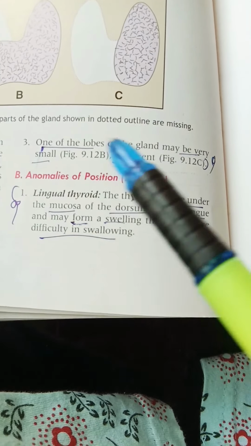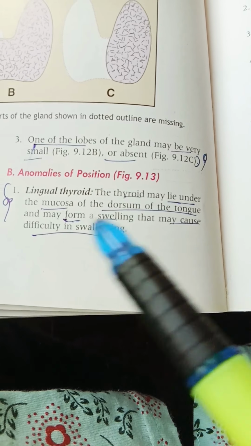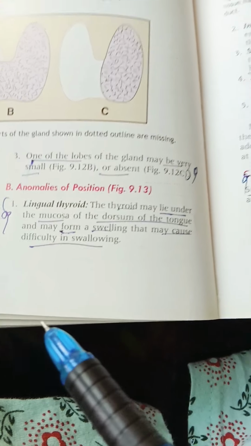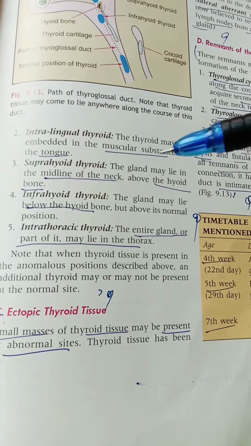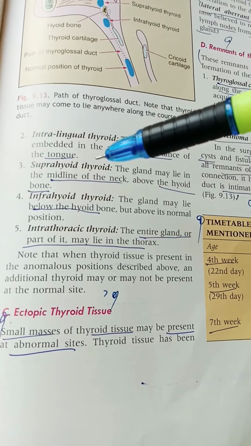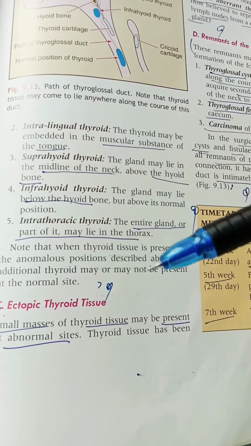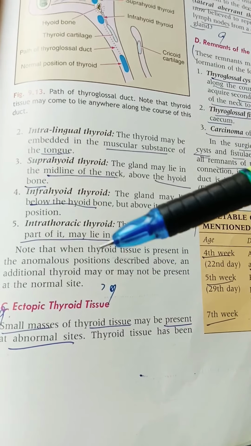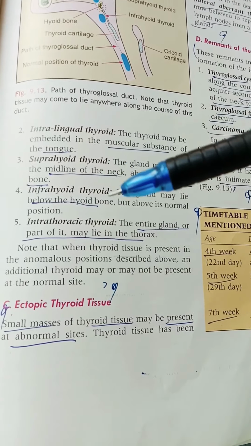Next, coming to the anomalies of position. Lingual thyroid: the thyroid is under the mucosa of the dorsum of the tongue and may form a swelling and cause difficulty in swallowing. Intralingual means the thyroid is embedded in the muscular substance of the tongue itself. Suprahyoid means the gland may lie in the midline of the neck above the hyoid bone. Infrahyoid means the gland is below the hyoid bone, and this is sometimes normal also. Intrathoracic thyroid means the entire gland or part of it lies in the thorax itself.